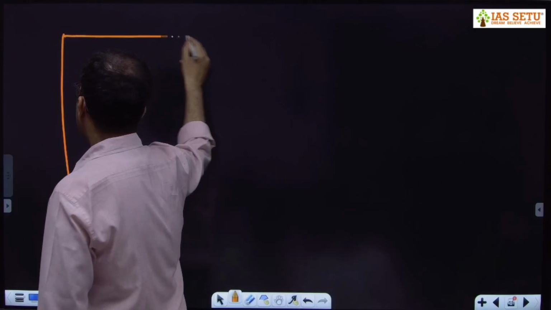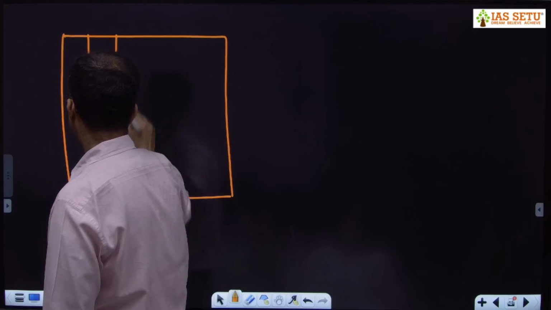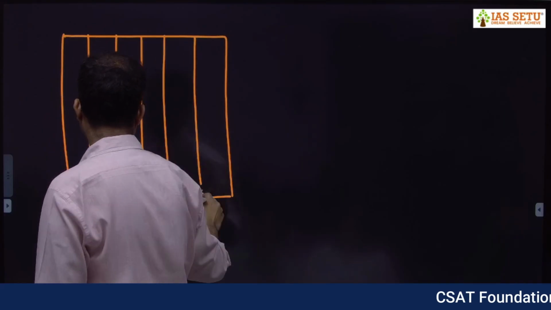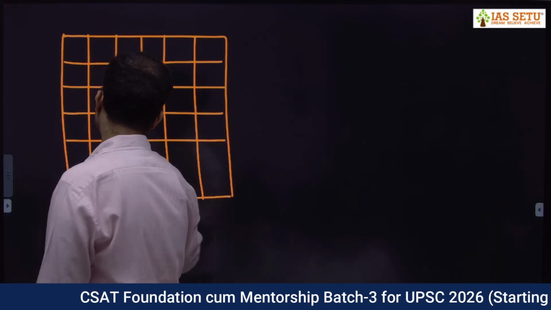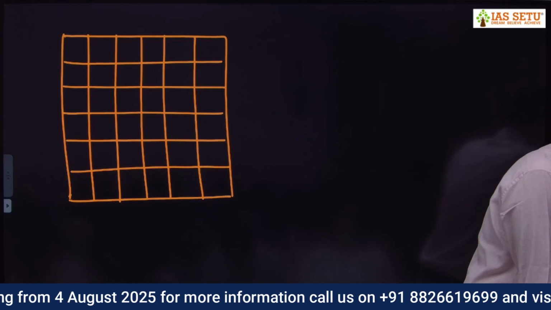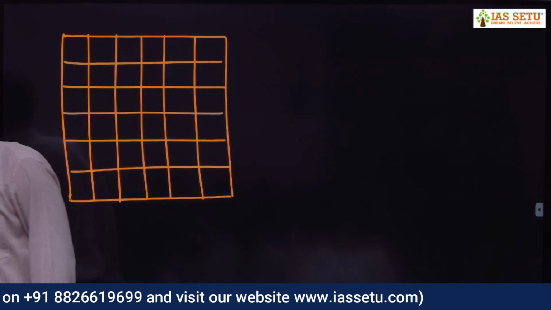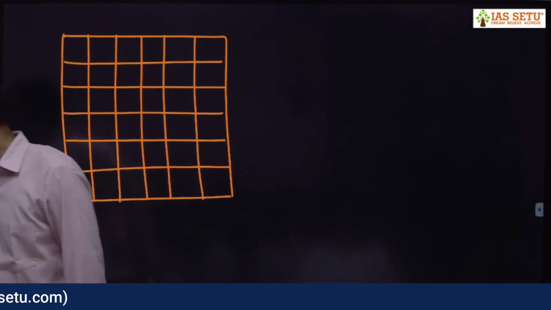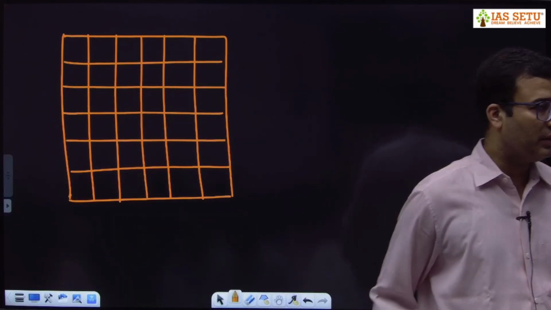Take your time. Keep the answer with yourself. In this given figure, count how many rectangles are there. Done.